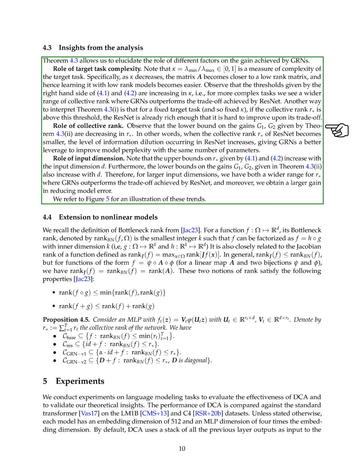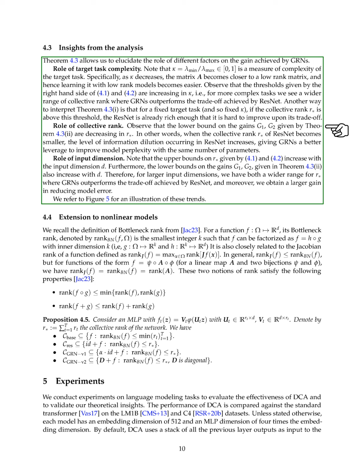Next, we look at the collective rank itself. The lower bounds on the gains we observe decrease as the collective rank of ResNet becomes smaller. This suggests that as the collective rank diminishes, the information dilution in ResNet increases, allowing GRNs to enhance model performance with the same number of parameters. We also examine the role of input dimension.